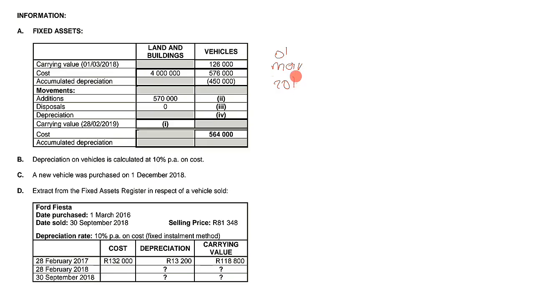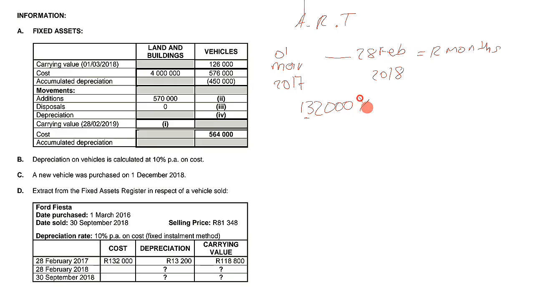So it's going to be 1 March 2017 up until 28 Feb 2018. So again, this asset is for 12 months, right? Since we have our formula of amount times rate times time, and because you are using your fixed installment, the cost is always fixed. So you have a cost of 132,000. Again, you multiply by 10%, right? Then you multiply by 12 months. So meaning our depreciation will be 13,200. So you have depreciation for your second year amounted to 13,200.